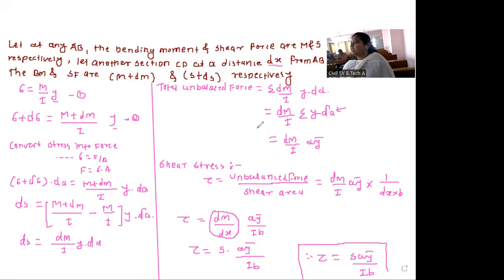If this derivation is not understood or it is difficult to remember, don't worry, you just remember this equation. Tau is equal to S A y bar divided by I b. But as an engineer, you should know how this derivation comes, that's why I have taken it here. Okay, so now we will discuss the terms in the shear stress formula. Once again I will write tau equal to S A y bar divided by I b.